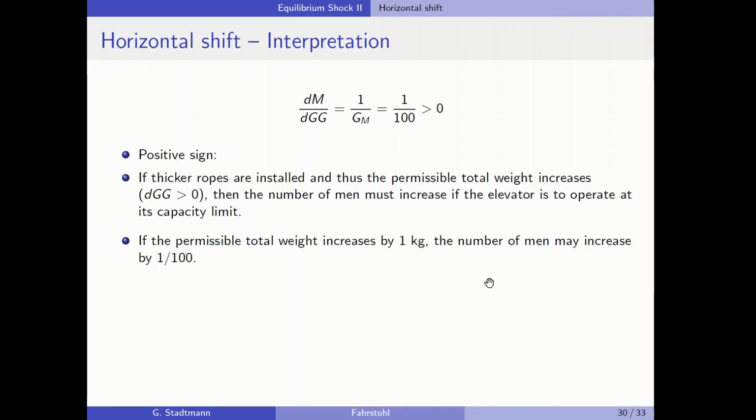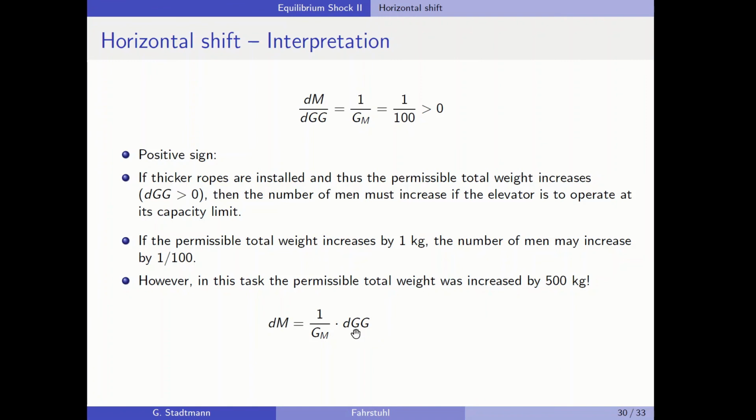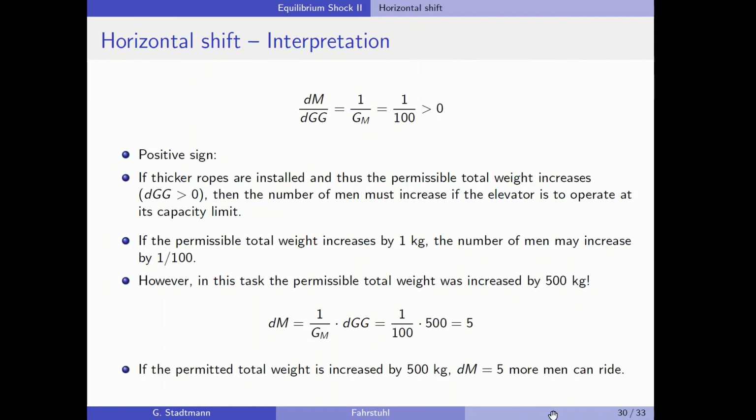How do we have to interpret this number? If the capacity constraint increases by 1 kilogram, then the number of men increases by 1/100. In our task, the capacity constraint increased by 500 kilograms, and therefore we once more have to put this dgg on the other hand side of the equation and insert the 500 kilograms for this term. So we get the answer that dm is equal to 5 in this situation. In case that the capacity constraint increases by 500 units, then 5 men are able to board this elevator.